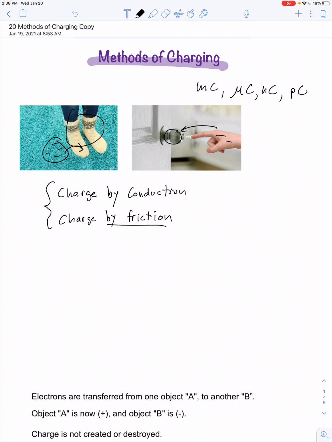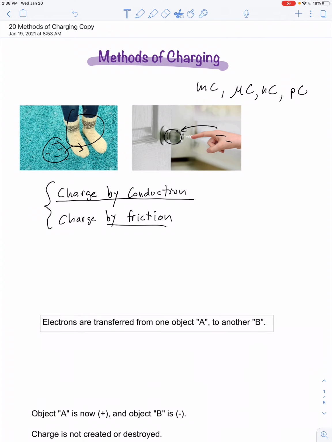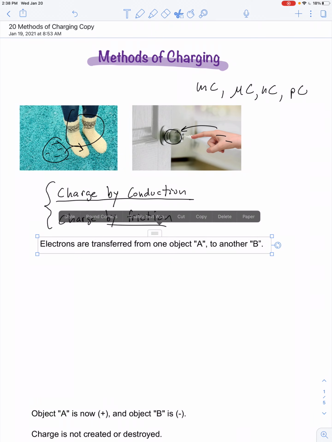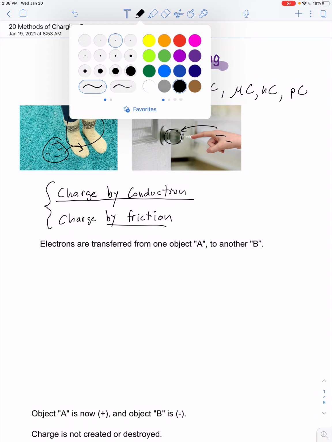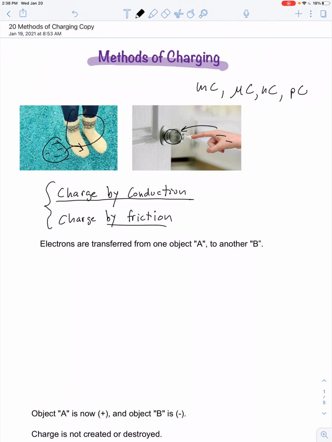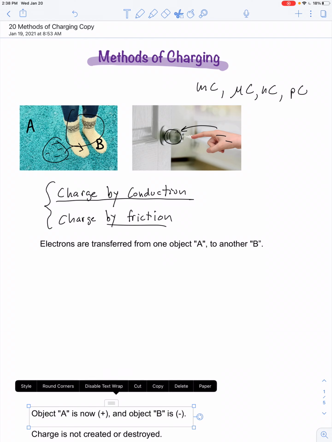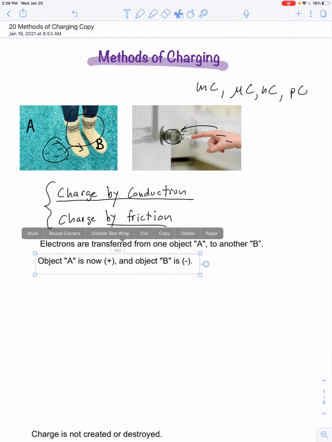Okay, so in this method called charge by conduction, there's a few things to keep in mind. One, in charging by conduction, electrons are transferred from one object that we'll call A onto another one that we call B. So in this example, we could say the carpet is object A, and your body or your socks are object B. So this means that object A, the carpet, is now positively charged because it's lacking in electrons, and your body is now negatively charged because it has the excess electrons.